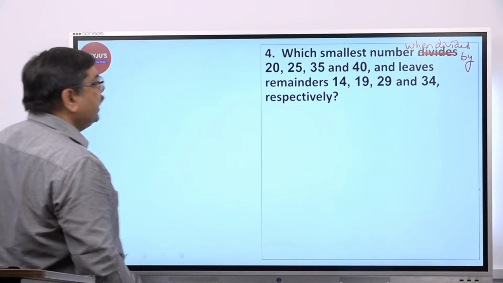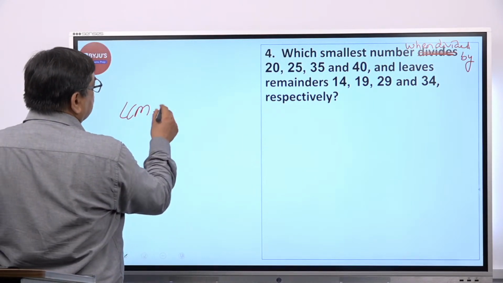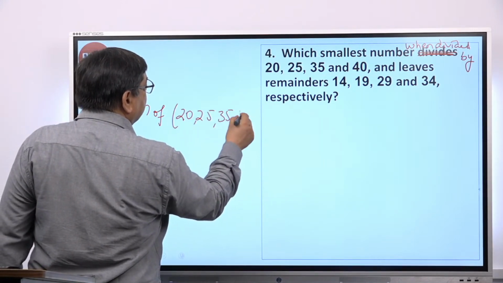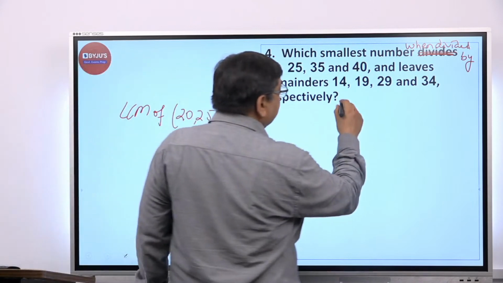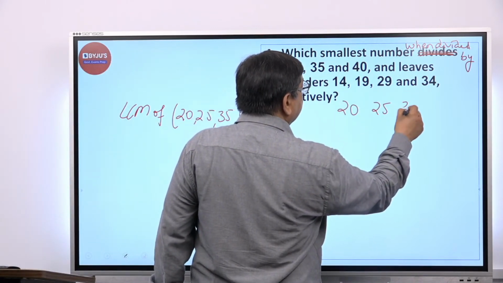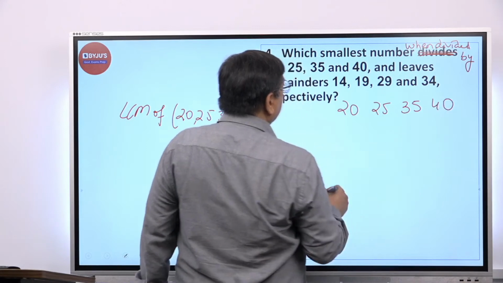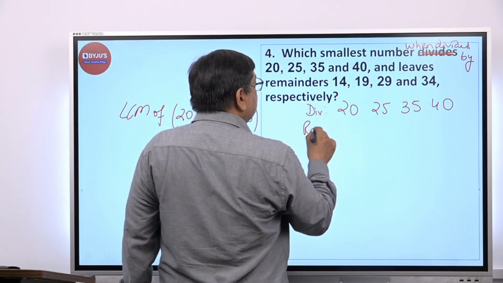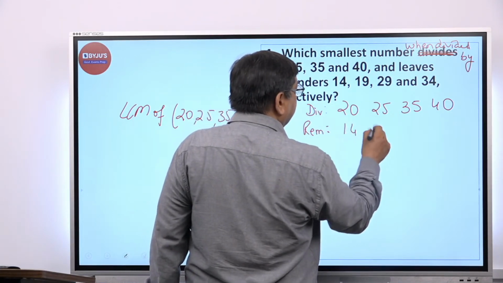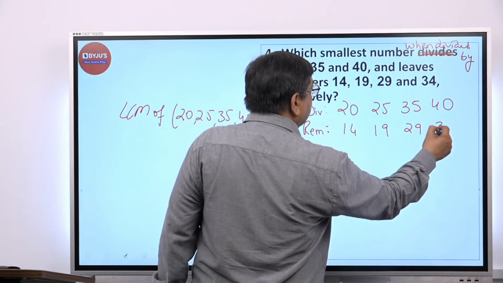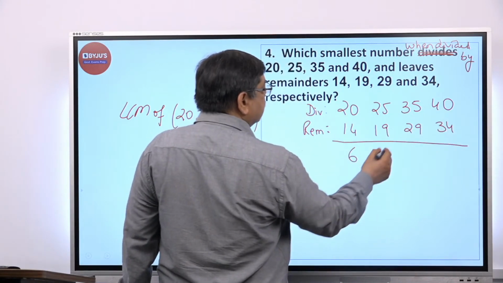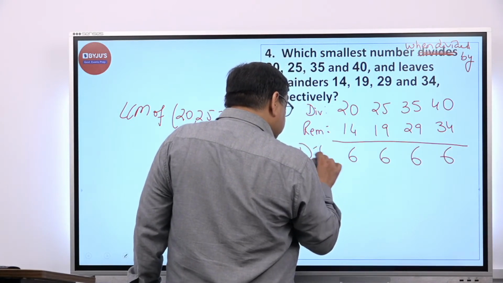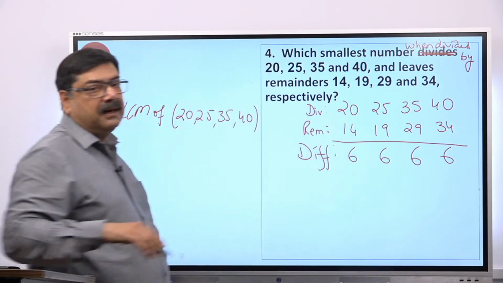Here you should take the LCM of these numbers 20, 25, 35 and 40, but make one observation. The divisors are 20, 25, 35, 40 and the remainders are 14, 19, 29, 34. So the differences are 6, 6, 6, 6. The difference happens to be the same, is it not?